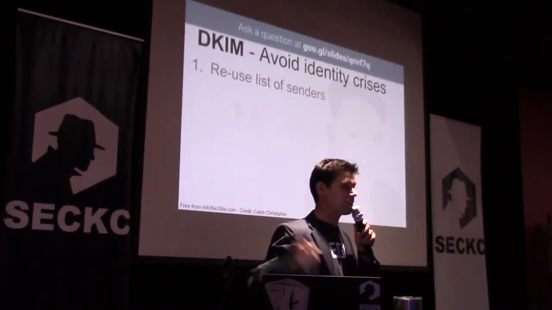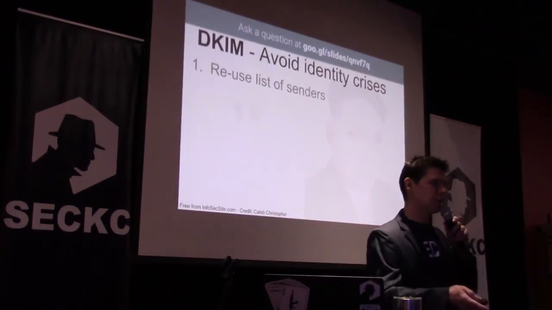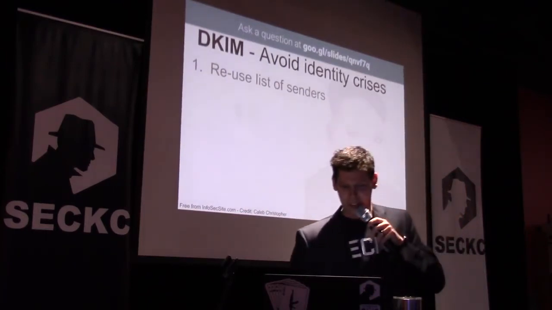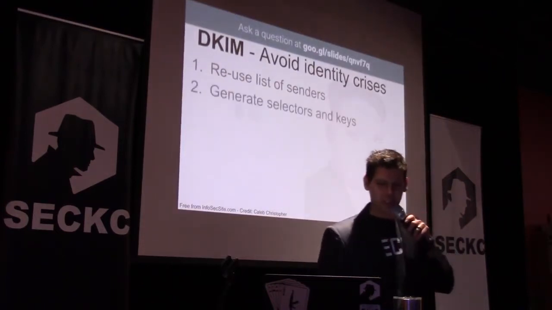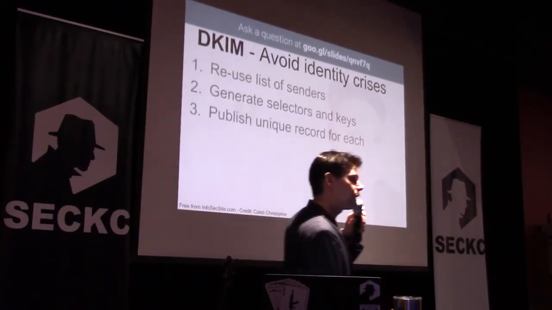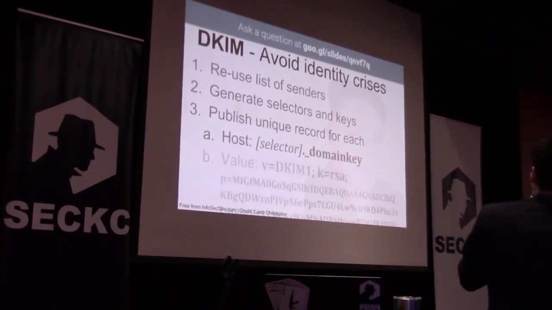So there's people with side projects, marketing projects, all sorts of stuff going on that you have no idea about. And when you start turning up these policies, you're going to be like, when did they start sending mail for us? So that's why we take it easy. So you reuse that list, you're going to generate selectors and keys and publish a unique record for each of those sending hosts. So a record looks like this.